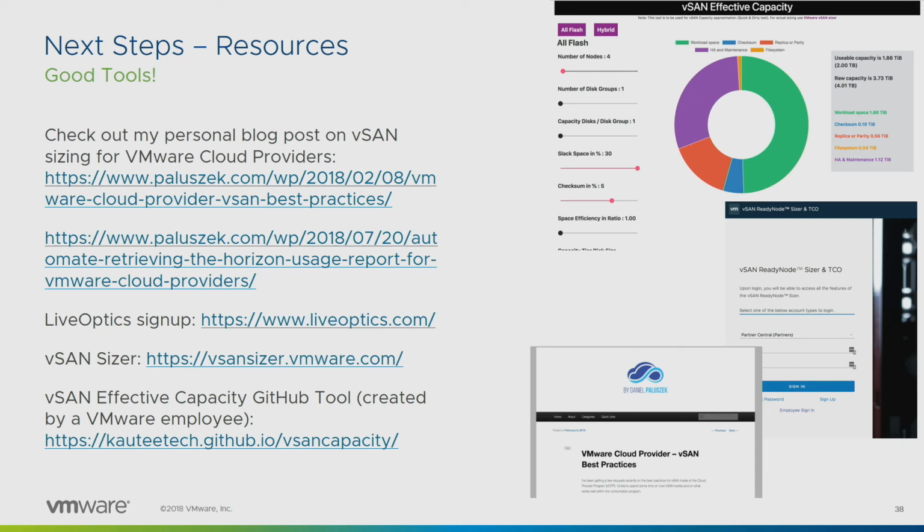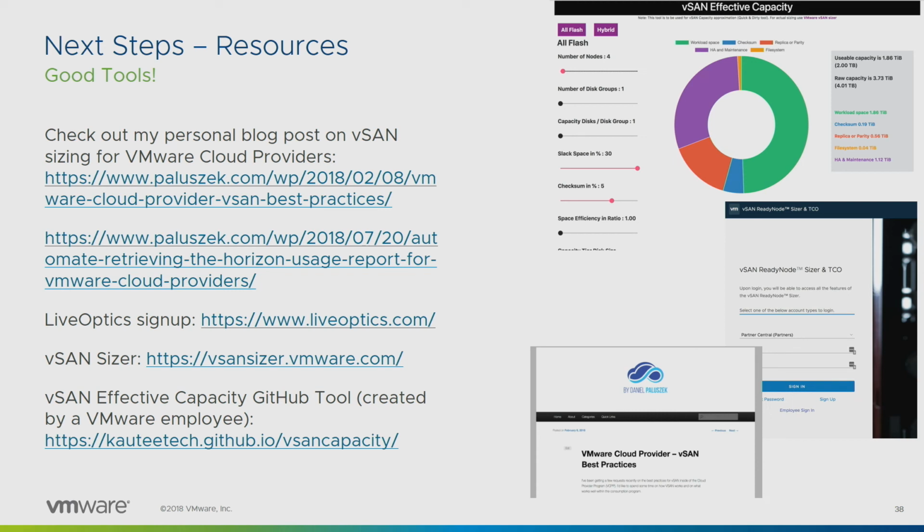So some of the next resources that Greg and I use on a common basis: I wrote a blog post on how vSAN sizing works. It covers a lot of the stuff that we covered today, but this is a nice page to go refresh your memory on how vSAN is priced within the program. So got this post. I mentioned my script for Horizon usage, put that up there. Use Live Optics. The vSAN sizer tool is amazing. Storage and Availability Business Unit did a great job with that.